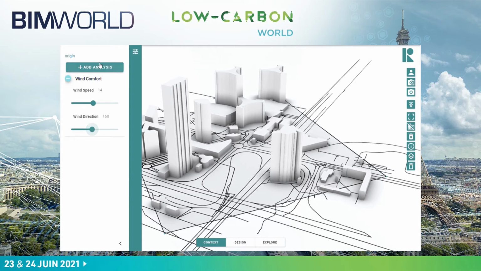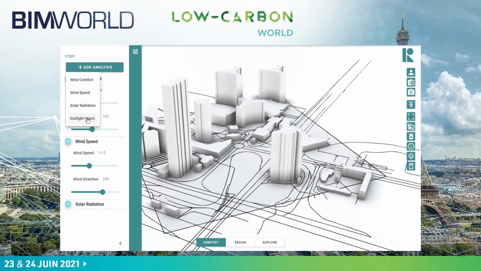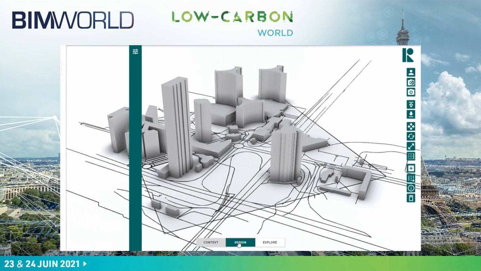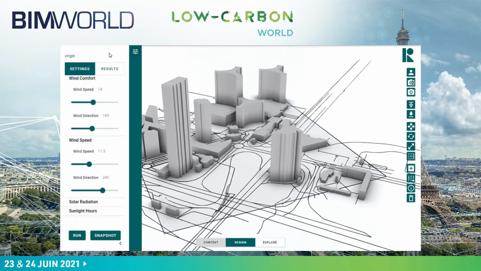You can see here the context being drawn from OpenStreetMap, and here you select the different variables. This is the wind speed and wind direction I have in this location, and also the solar radiation and sunlight hours models, which don't really need any input.